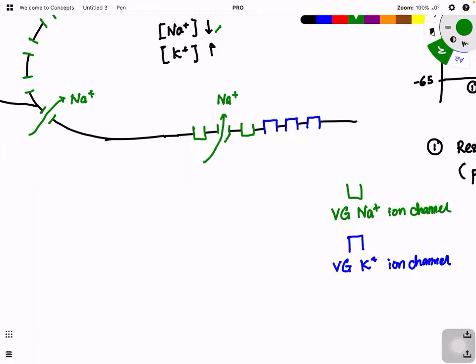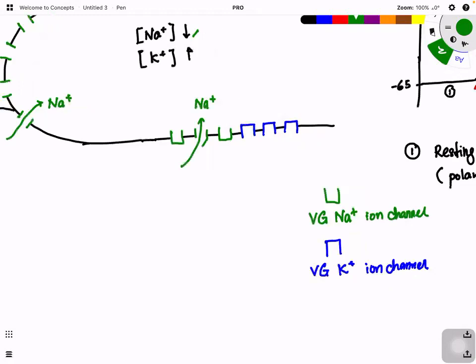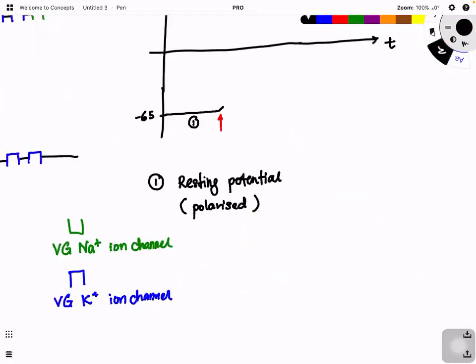More sodium ions now can enter. With the entry of the sodium ions, the membrane potential continues to increase until negative 50 millivolts, which is known as the threshold value. So this is phase number 2.